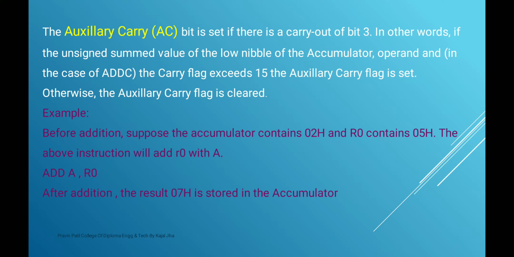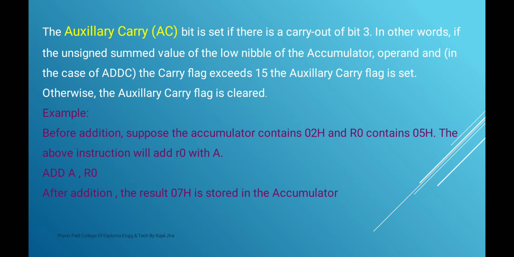Wait, we should first finish the auxiliary carry. What is the auxiliary carry? The bit is set if there is a carry out of bit 3. If there is a carry out from bit 3, then the auxiliary carry flag is set. In other words, if the unsigned sum value of the low nibble of the accumulator, the operand, and in case of ADDC the carry flag, exceeds 15, the auxiliary carry flag is set. Otherwise the auxiliary carry flag is reset.